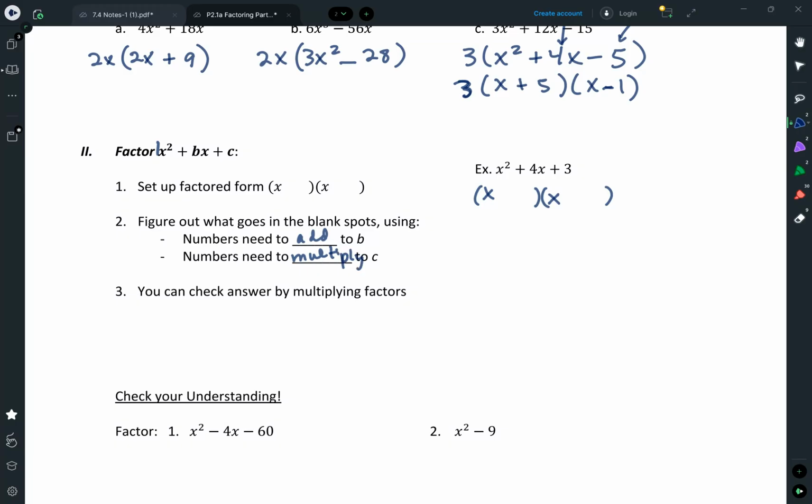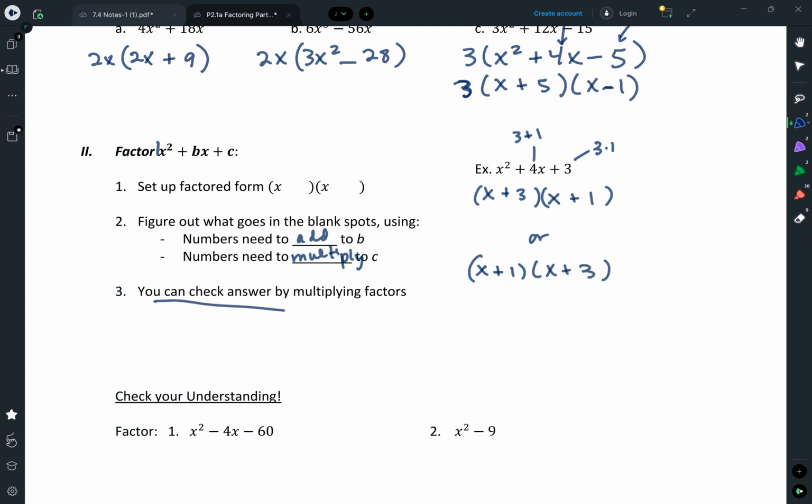So I want to think, what could I multiply to get 3? And there's only a couple ways to do that. 1 times 3 or 3 times 1, really the same thing, right? So this is a 3 times a 1. And when I add those factors, I do in fact get the middle term. So that means I'm going to have an x plus 3 times an x plus 1. And you could switch the order of those factors. x plus 1 times x plus 3 is also the same thing.